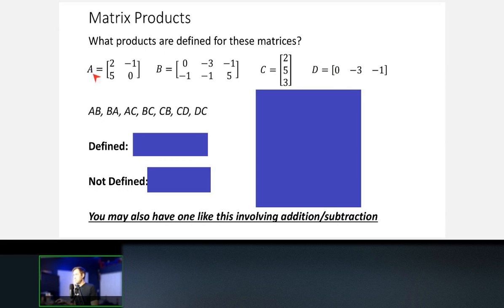We're talking about the products, but you could have problems that involve addition, subtraction. So hopefully all of you know how to add or subtract matrices, and you should know if you can add or subtract matrices. But let's look at these. Let me give you all 30 seconds, we'll say 45 seconds to decide if these are defined or not defined. Ready, go.